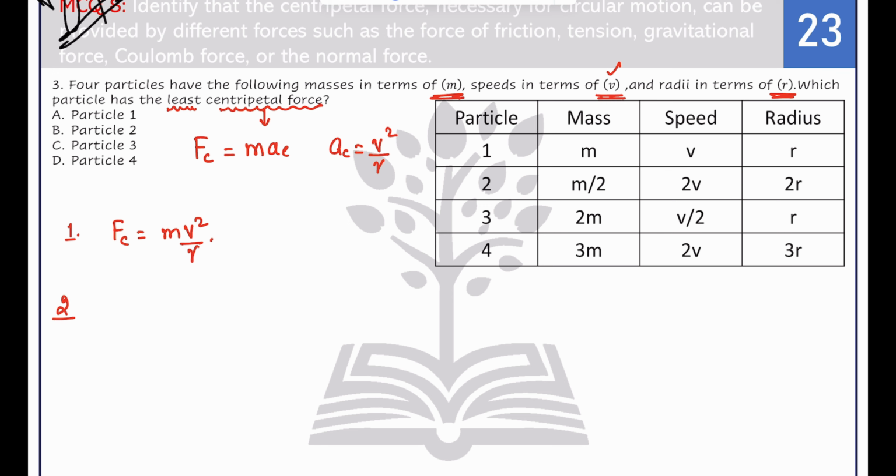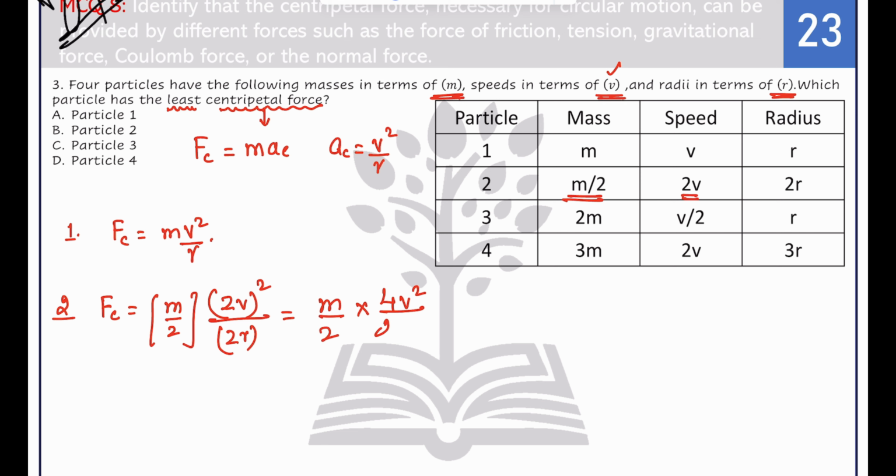Case number 2. Okay, Fc. What is the mass? M divided by 2. Right? Okay, what is the velocity? 2v. 2v square divided by 2r. Solve this. M over 2 multiplied by 4v square divided by 2r. So can I cancel 2, 2 and 4? So what I get is m v square over r. Clear?